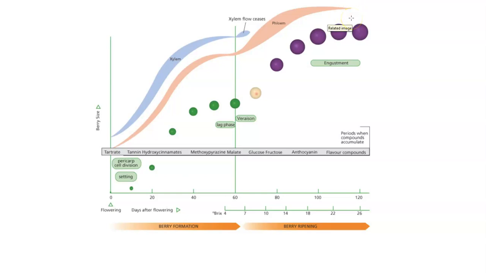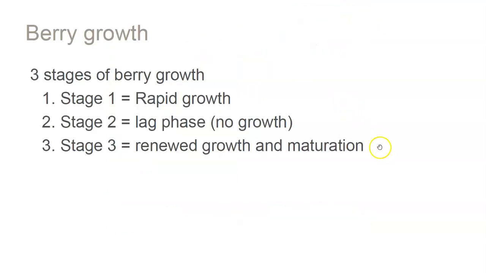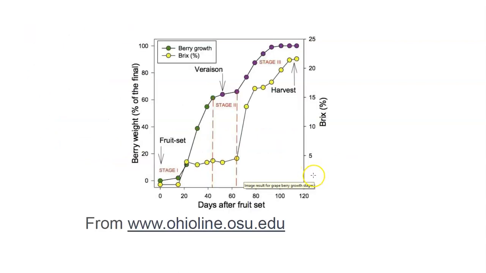It's kind of like 26 Brix. The phloem connection gets severed, and then any increase in Brix beyond 25 or 26 is basically just dehydration. It's not sugar loading. Okay, so that's what I've just gone through there, those 3 stages. Stage 1, which is a rapid growth of the berry. Stage 2 is the lag phase where there's no growth. And then stage 3 is the renewed growth and maturation of the berry.